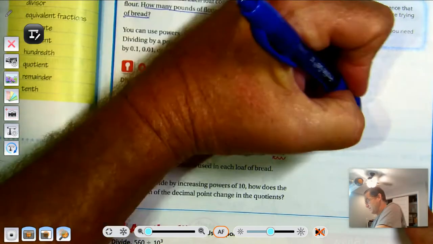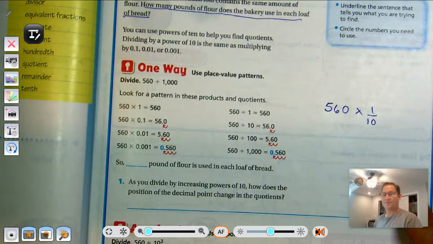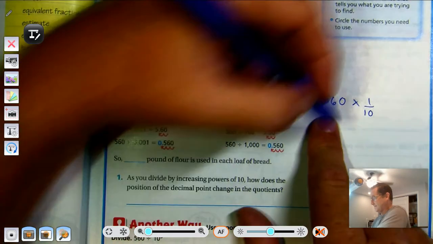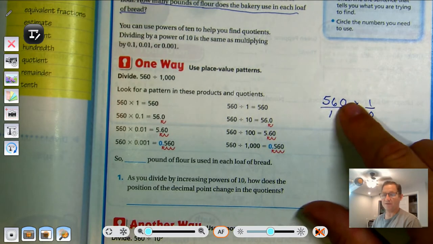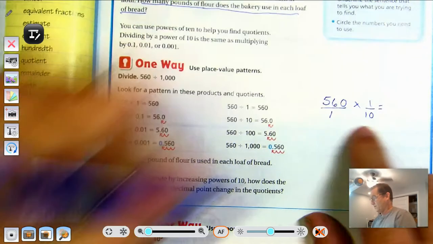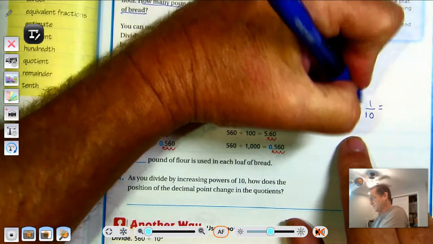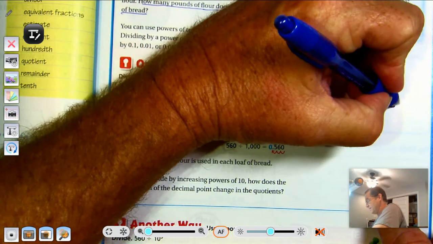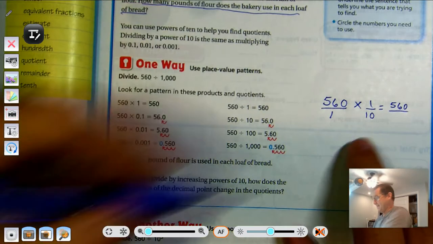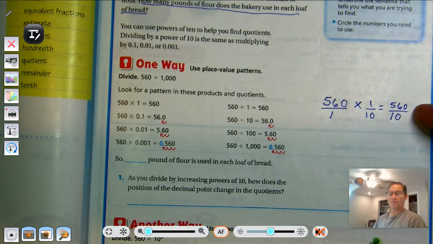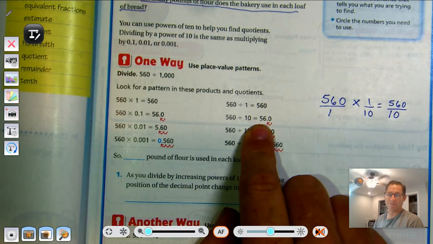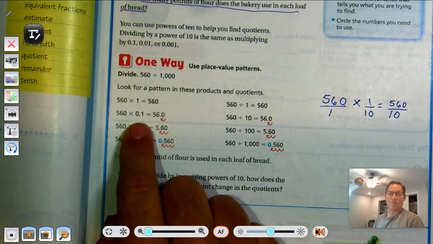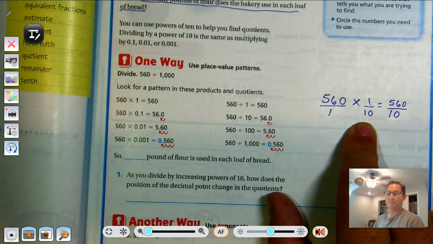Well, let's look at this. 560 times 1/10. Well, we know we can write 560 as 560 over 1. 560 divided by 1 is 560. So we learned in fourth grade that we can multiply straight across on fractions. So 560 times 1 is 560. And 1 times 10 is 10. So we can read this problem as 560 divided by 10, which would give us 56. So when we say multiply by 1/10, that's what we're doing, right? Which is the same as actually dividing by 10.